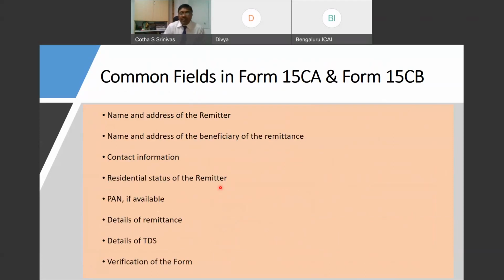Some of the common fields in Form 15 CA and CB: name and address of the remitter, name and address of the beneficiary of the remittance, contact information, residential status of the remitter, PAN if available, details of remittance, details of TDS, and verification of the form. All these are some of the common fields which we find in both Form 15 CA and 15 CB.